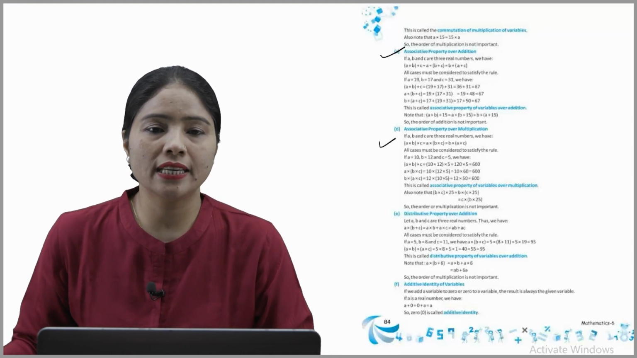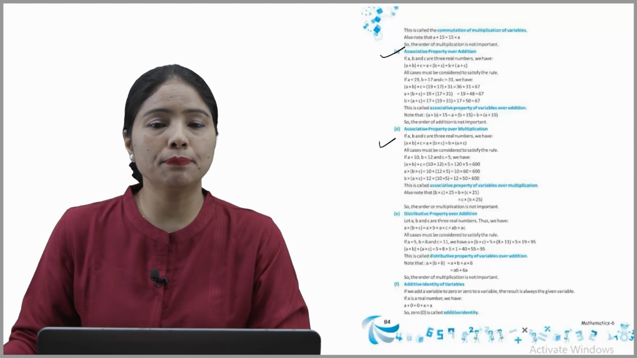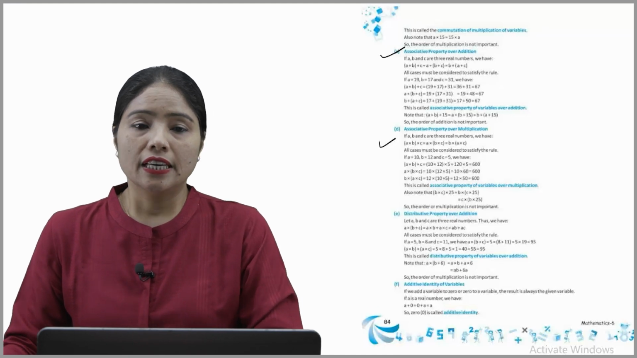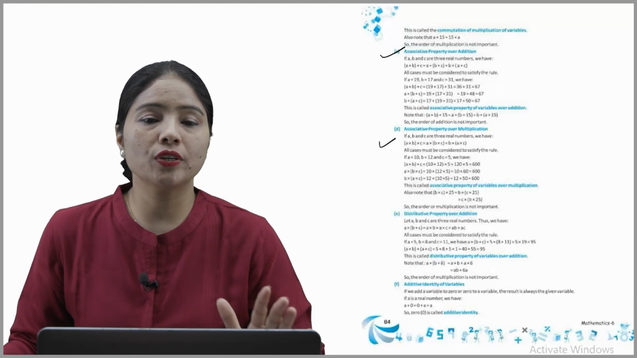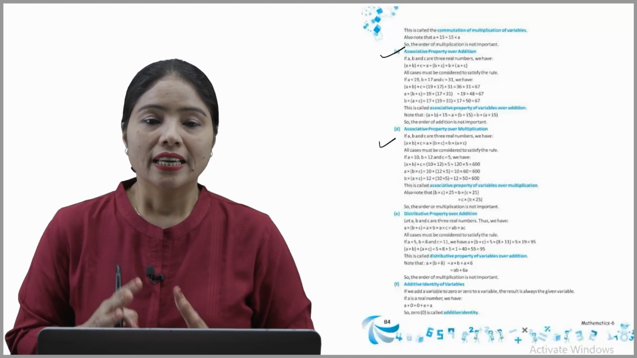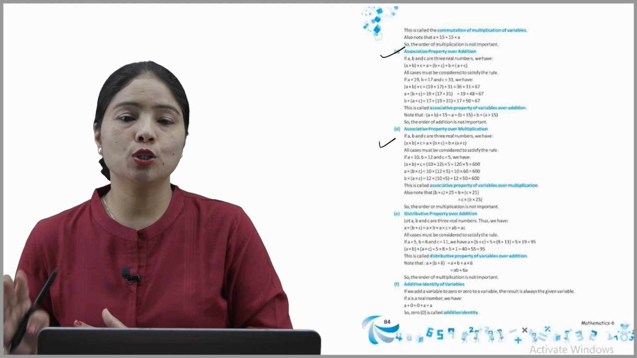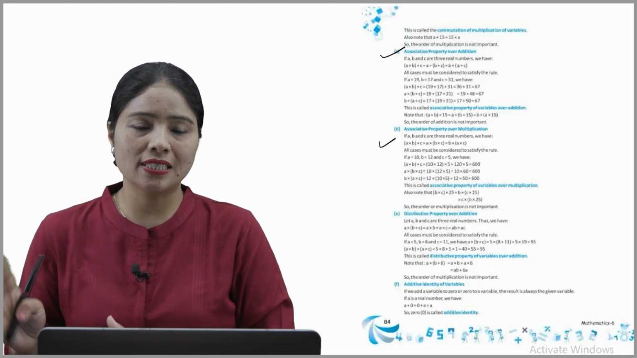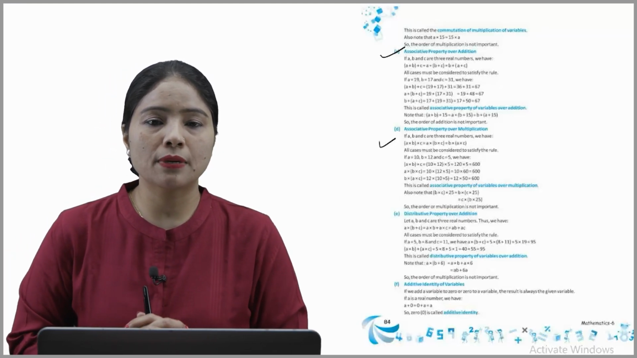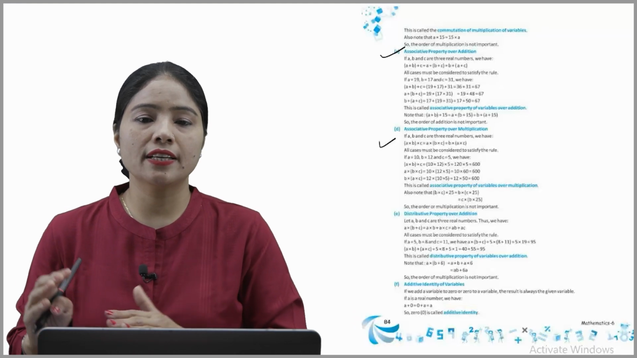This property is the associative property over multiplication. So here, if a, b and c are three real numbers, we have a into b into c is equal to a into (b into c) is equal to b into a into c. So all cases must be considered to satisfy the rule.